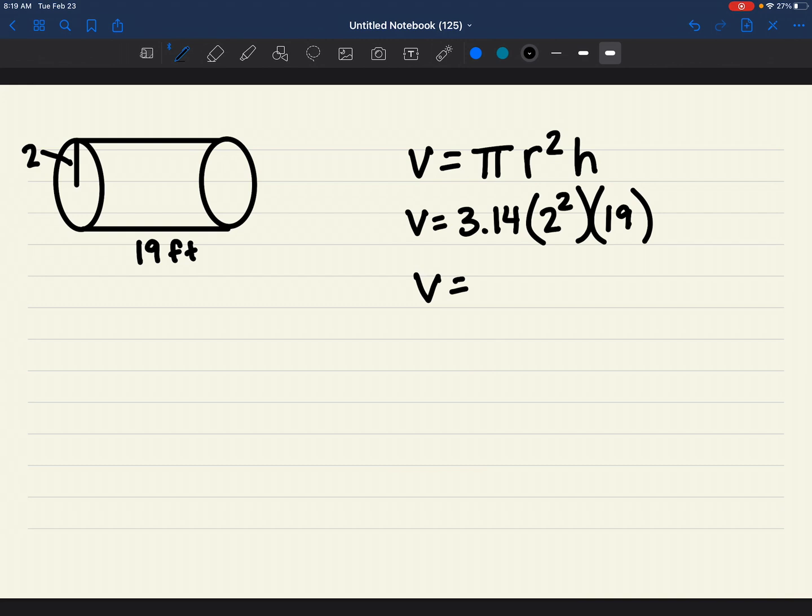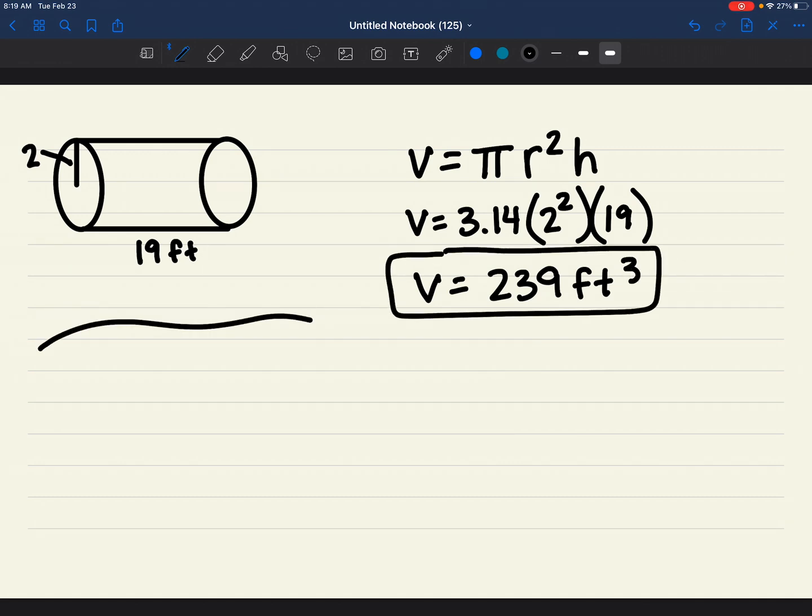Then all you're going to do is type that into your calculator. We're going to round to the nearest whole number. Everyone should be checking your calculator to make sure we're getting the same answer. 3.14 times 2 squared times 19. 239. Everybody agree? Okay, 239 what, Ethan? Feet cubed. Okay, easy enough.